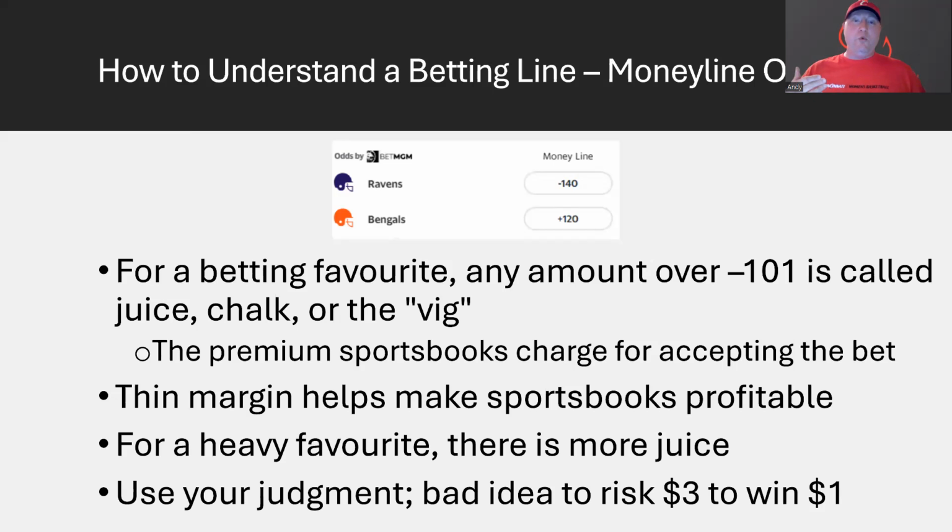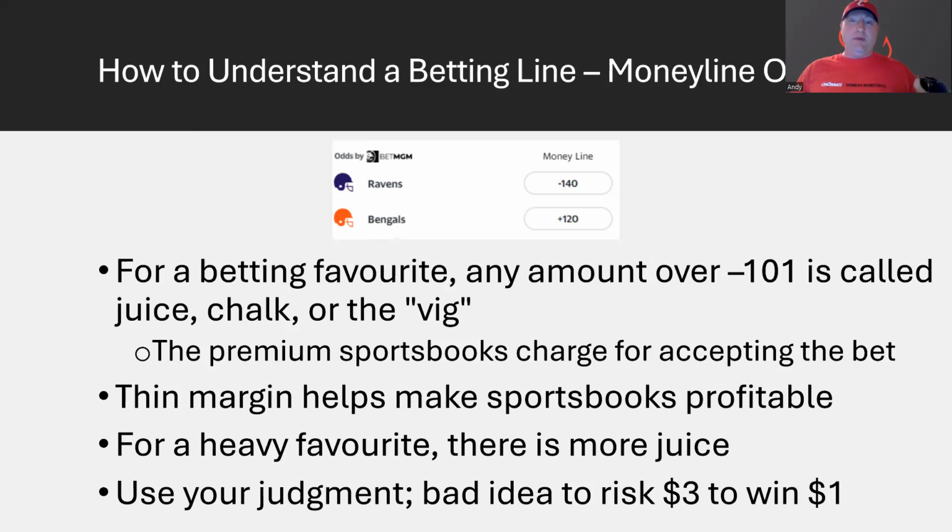Now, you may be saying, well, why do the sports books do this? Why are they charging me 40 cents more to go ahead and bet the Ravens? Well, they're doing that because it's a premium on accepting the bet, number one. And number two, it's more likely the Ravens are going to win the game. And this past Sunday, that's precisely what happened. The Ravens did win the game. So the book doesn't want to put itself in a position of liability like that.